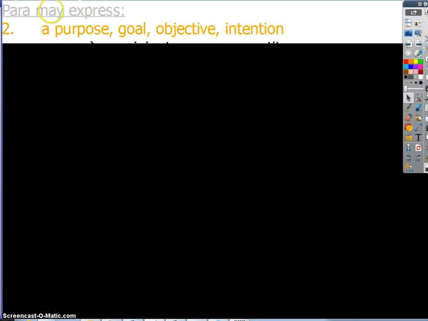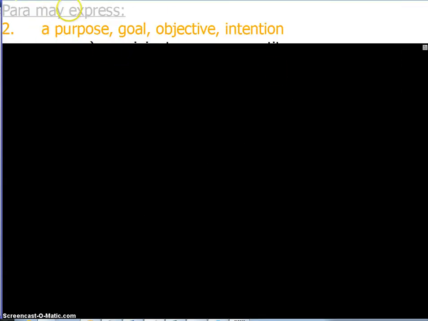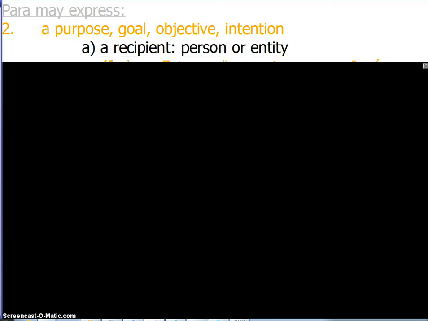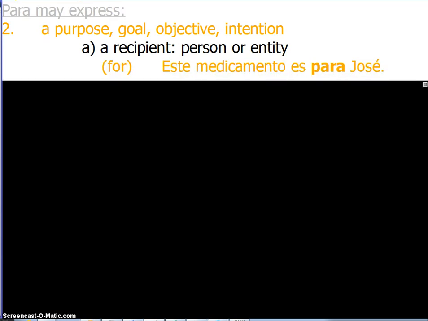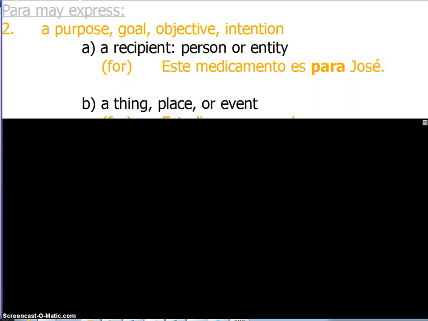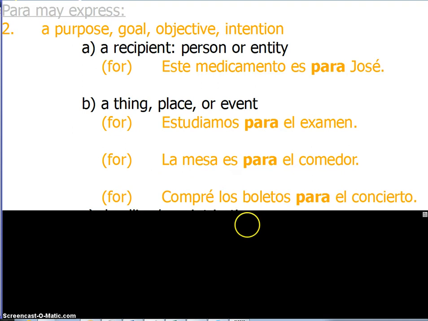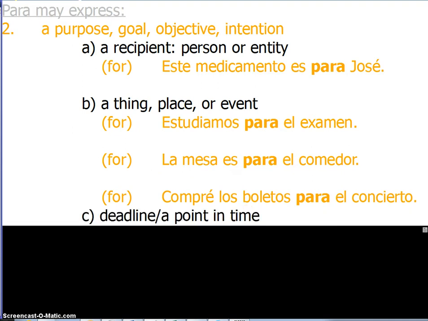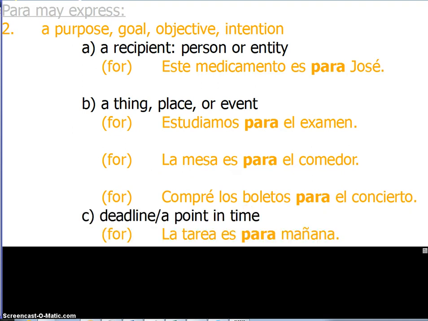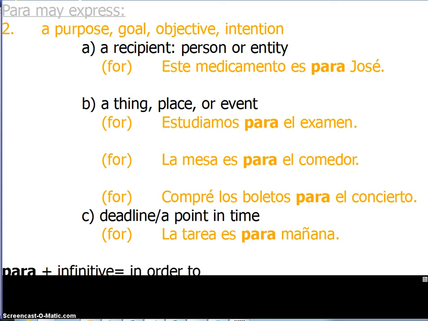Para may also express, and you don't have to keep rewriting para may express, that's why I have it in light gray, a purpose, goal, objective, or intention. And that can refer to a person. Here's an example. A thing, place, or event. So here's an example for each one of those. Or a deadline, a point in time. And here is an example for that.